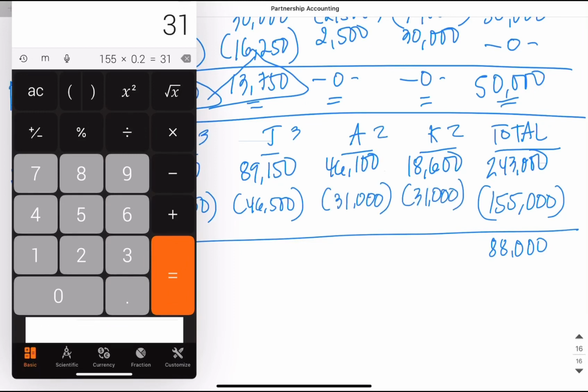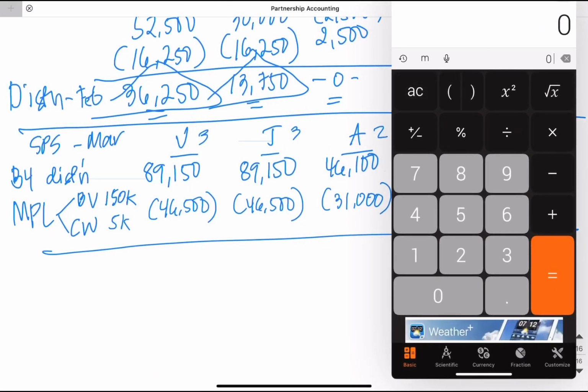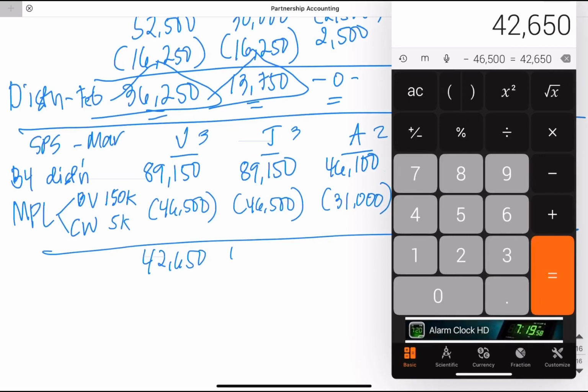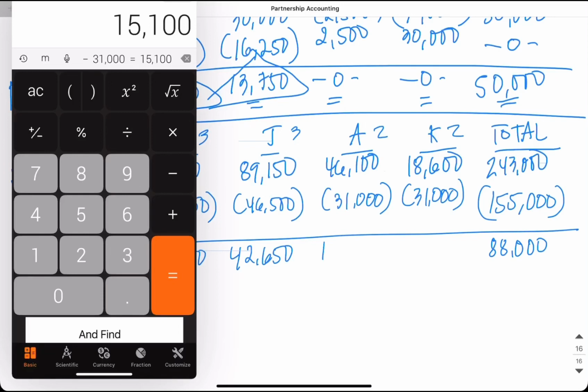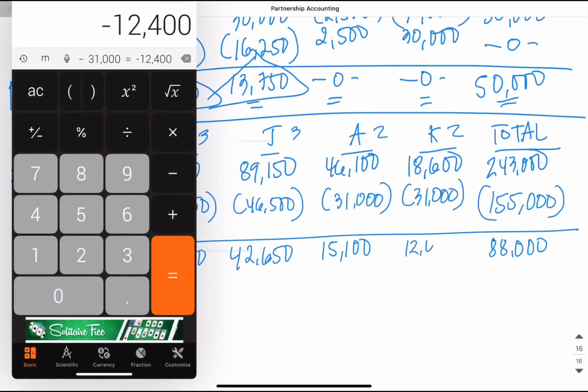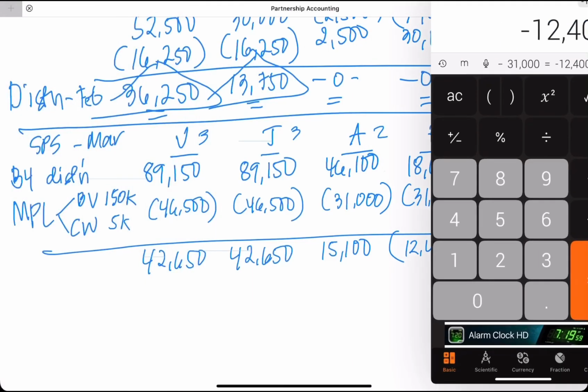Okay, so let's compute. 89,150 minus 46,500 is 42,650. Of course, same for James. And then for Albert, 46,100 less 31,000, so 15,100. And then lastly 18,600 minus 31,000, so negative 12,400. As you can see, there's still another negative balance.